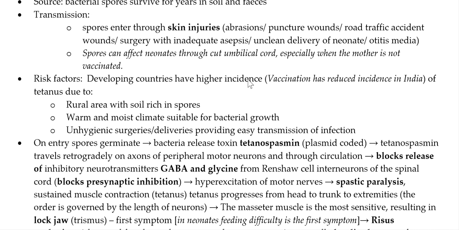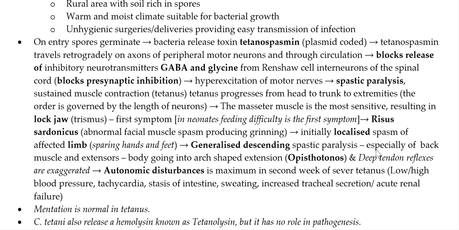Now, let us understand its pathogenesis in detail. When the spores enter through a wound, they germinate and release two toxins. One is tetanolysin, which is basically a hemolysin, but it has no role in pathogenesis. The second toxin is tetanospasmin, which is the main toxin, it is plasmid-coded, and that is the main pathogenic or virulence mechanism.